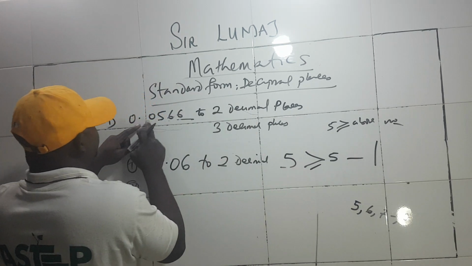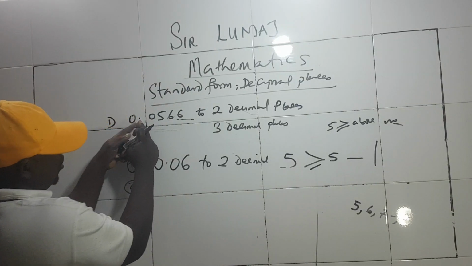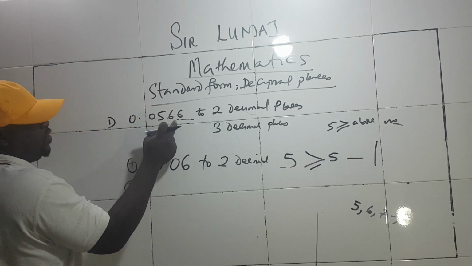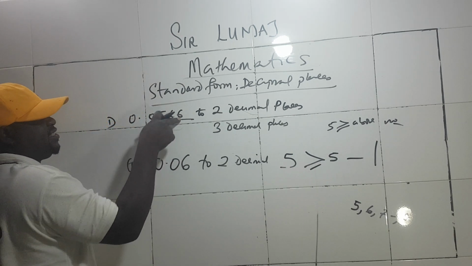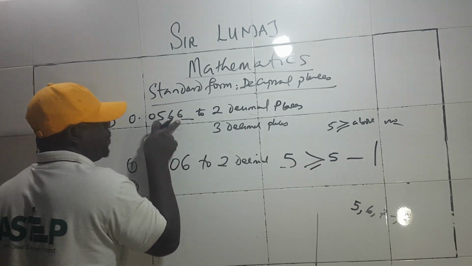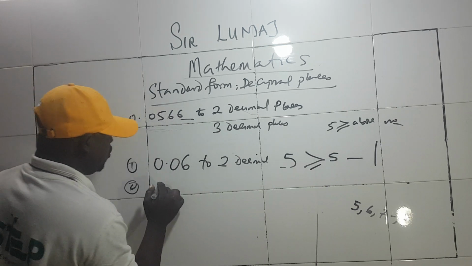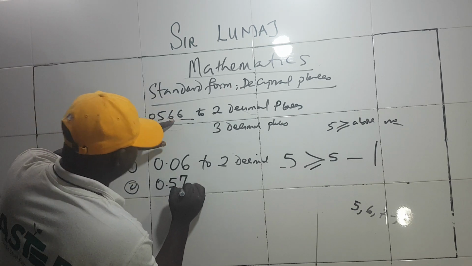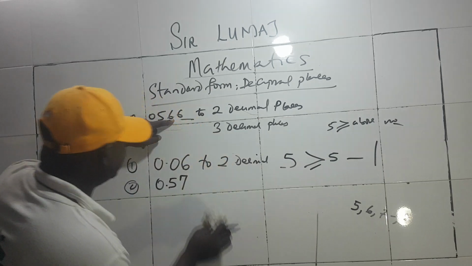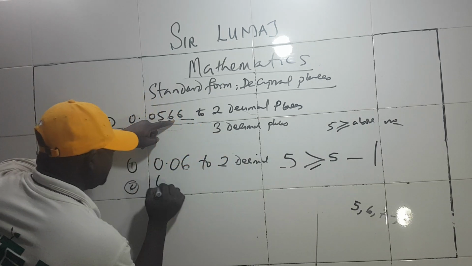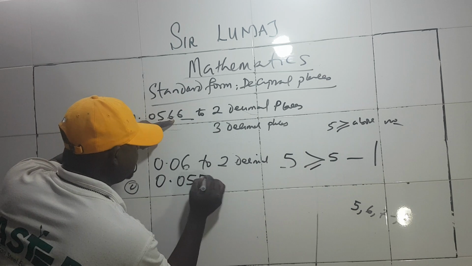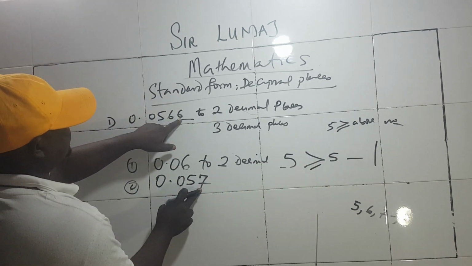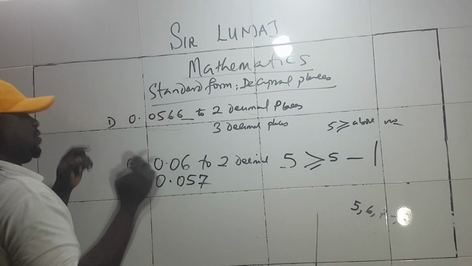So I'm going to count 3 numbers after this decimal point. They're going to have 1, 2, 3. So the fourth number is what? 6. Is greater than what? 5. It means that you're going to approximate it to 1. So the answer will now be 0.057. You can see 3 numbers, 1, 2, 3. You have approximated this to 1 to give us 6.